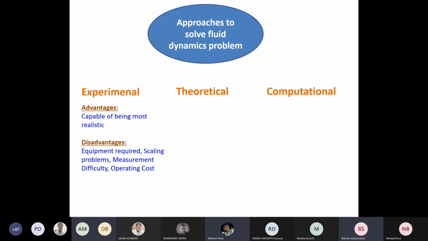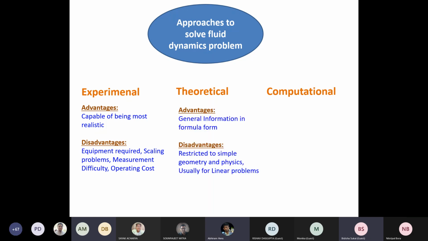And operating cost is also sometimes high. Okay, so if your setup is quite expensive, its operating cost sometimes goes up. So these are some of the disadvantages, or rather, these are the limitations, which will not allow you to do experiments with all the cases. Your time will not permit, your resources will not permit. So the experimental route, although it is the last word, you cannot afford to do experiments all the time.